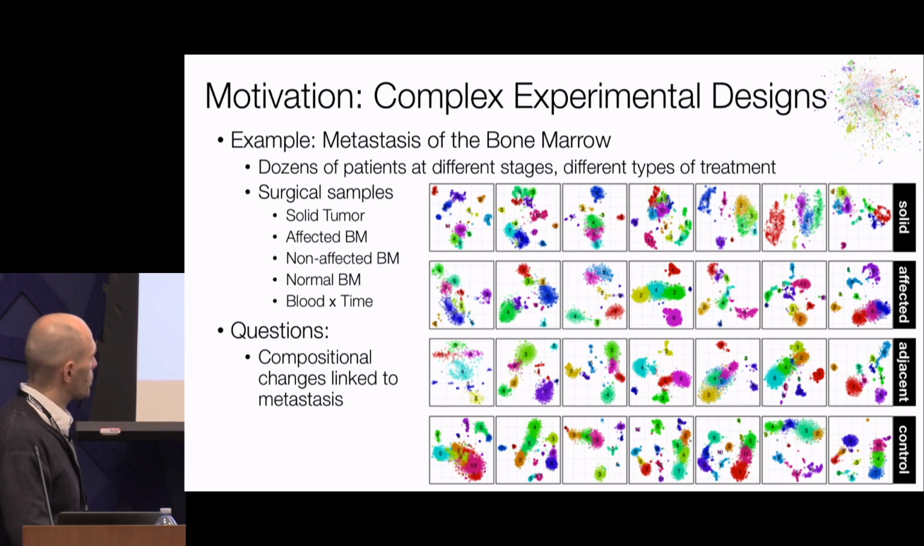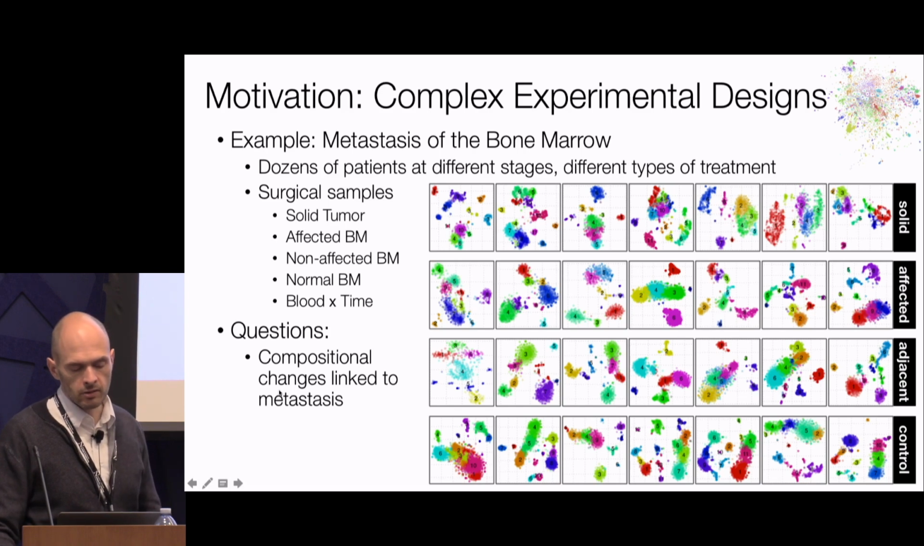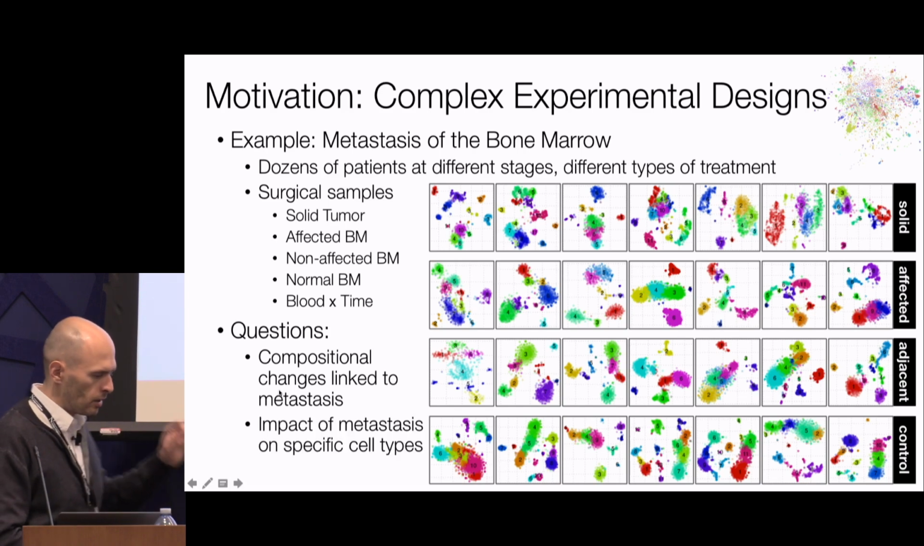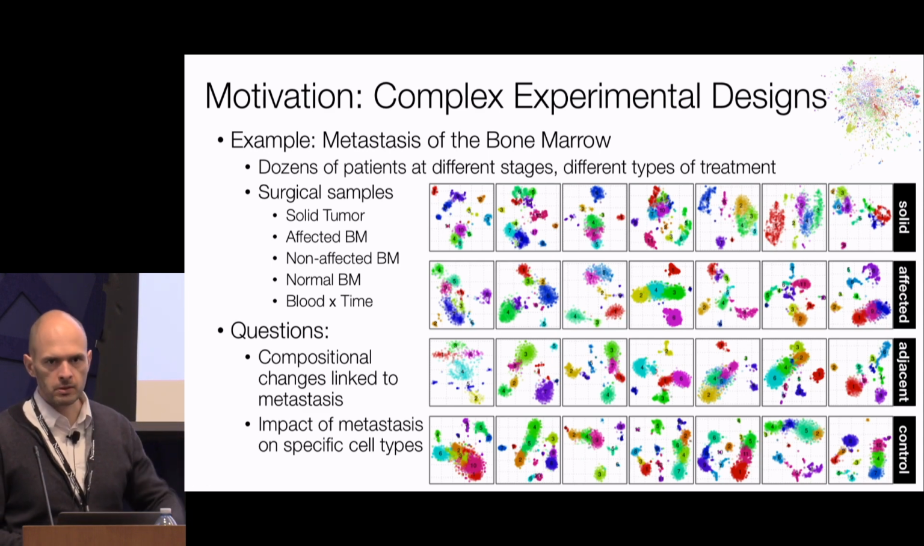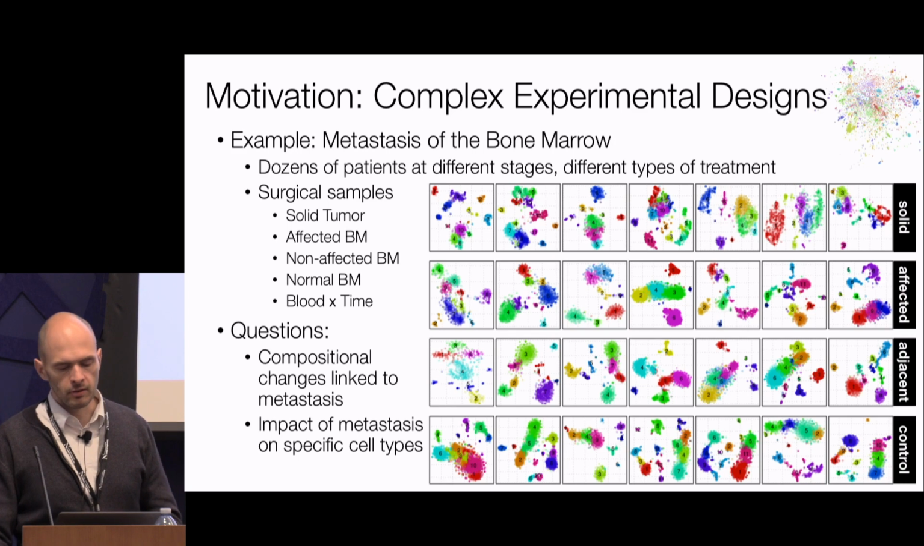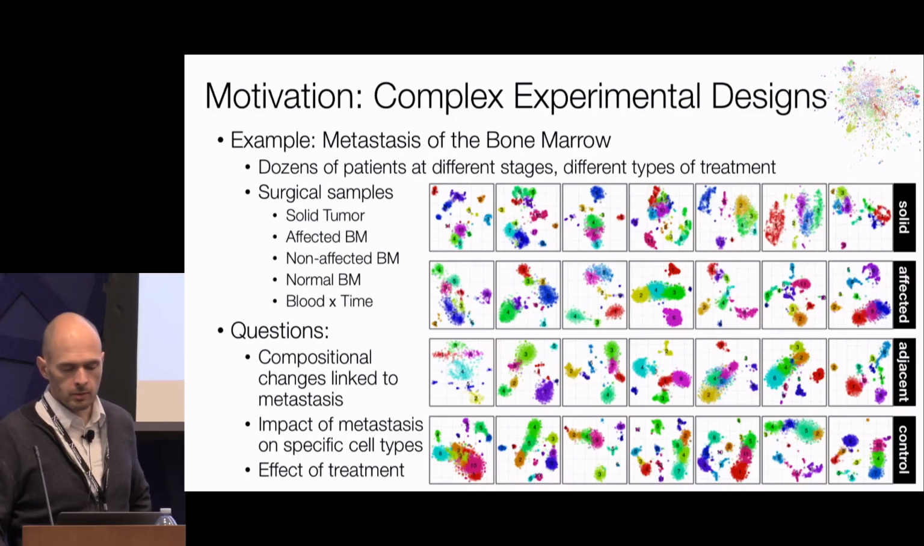we'd like to know, what are the compositional changes in these tissues that can be linked to presence of metastasis, and then also what is the impact of presence of metastasis on the state of an individual cell type. Pick, let's say, a particular CD4 T cell, and then subtype, and then understand how it's being impacted. Of course, we'd like to analyze the effect of treatment as well, but that, in all fairness, will require more samples.